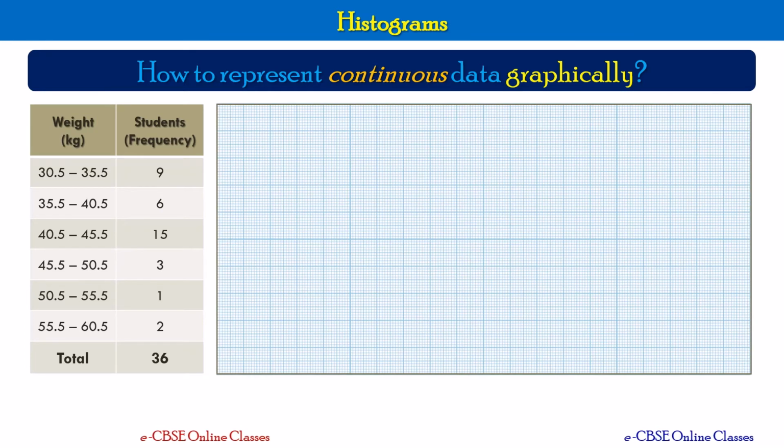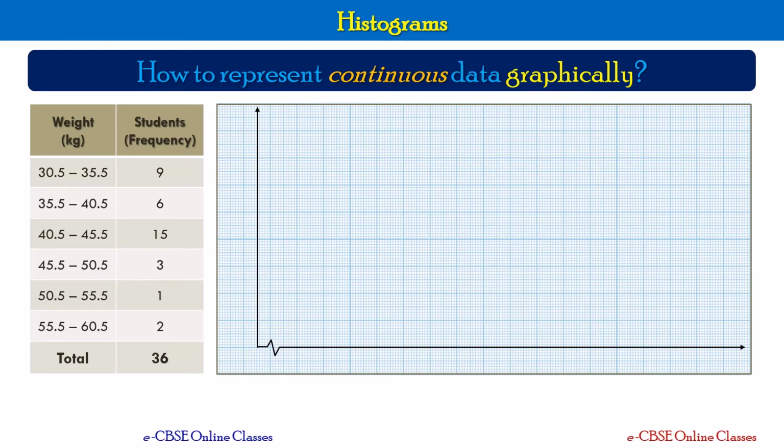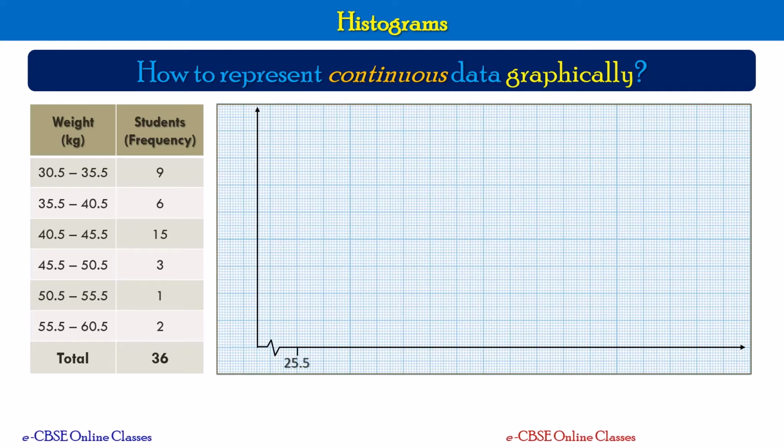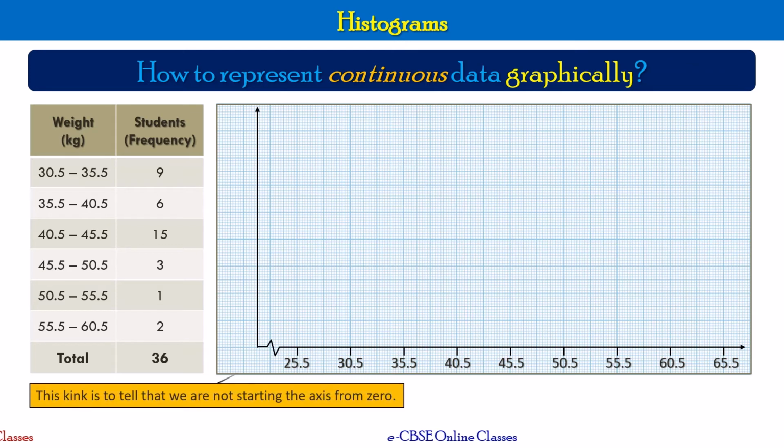Again, take a graph sheet here, a vertical axis, draw a horizontal axis. On the horizontal axis, I am marking the boundaries of each class here. But I am starting with a slightly lower class than the minimum class that I have. So that is 25.5, 30.5, 35.5 and so on up till 65.5. Again, 65.5 is one class higher than the maximum class that I have. So I'll explain the reason in a short while. And also here, notice a kink here on the x-axis. This kink is basically to tell that we are not starting the axis from 0. Okay, please remember that.